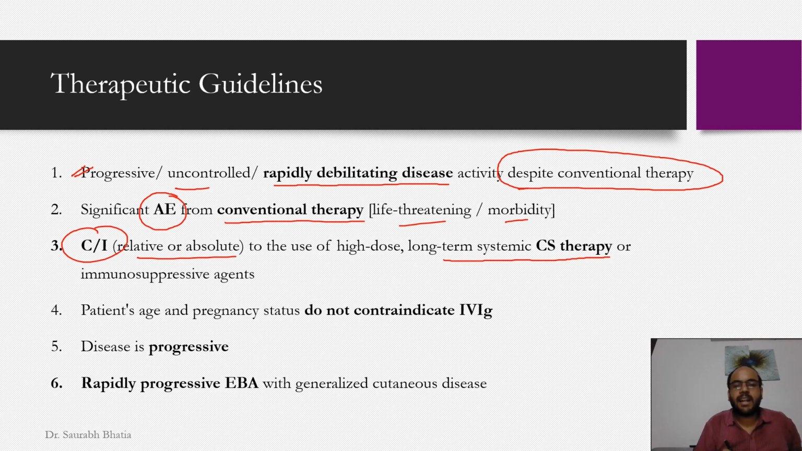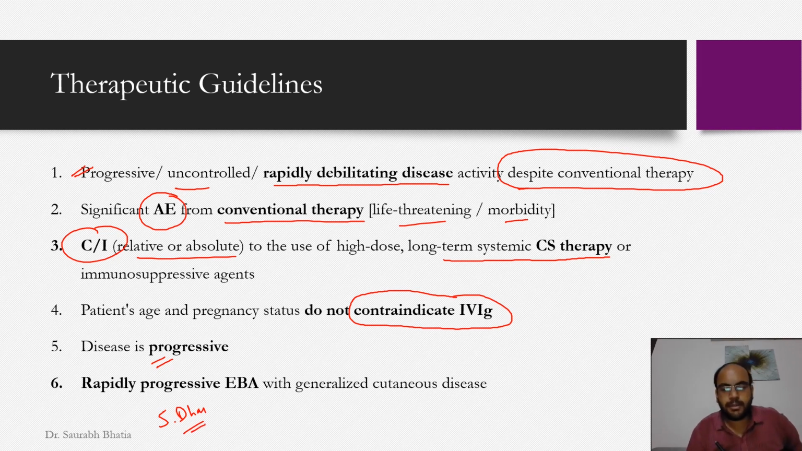Fourth point is that the patient does not have a contraindication to IVIg. Clear? The disease is progressive, that means it is still not getting controlled. And one more point which I have found in one article, whose citation I will include in the description below the video, so you can go and read. One was rapidly progressive epidermolysis bullosa acquisita with generalized cutaneous disease. So just one more indication where IVIg could be used.